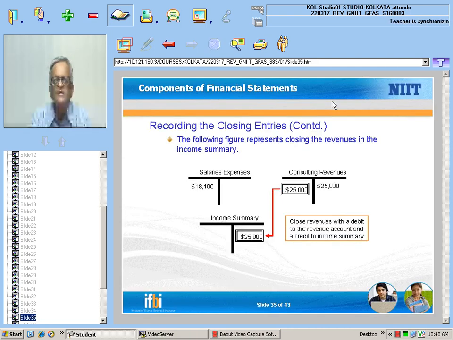First, as you can see, debit revenue account 25,000. You can see the red arrow. Debit revenue account 25,000, credit income summary account. So the revenue account becomes 0.